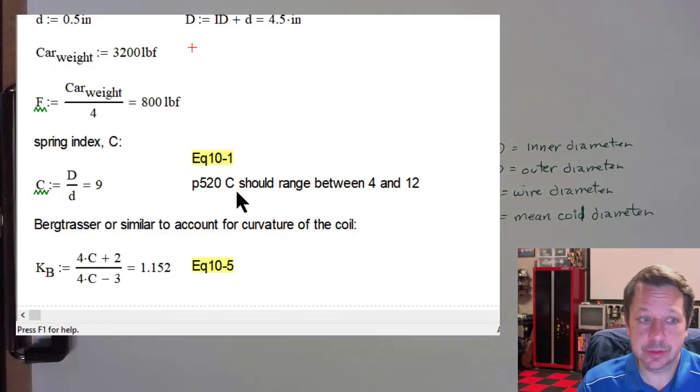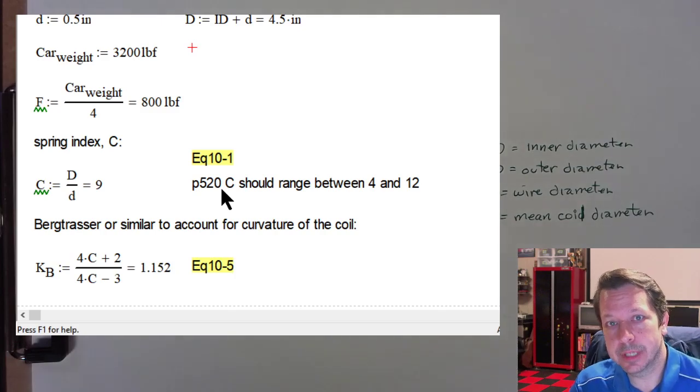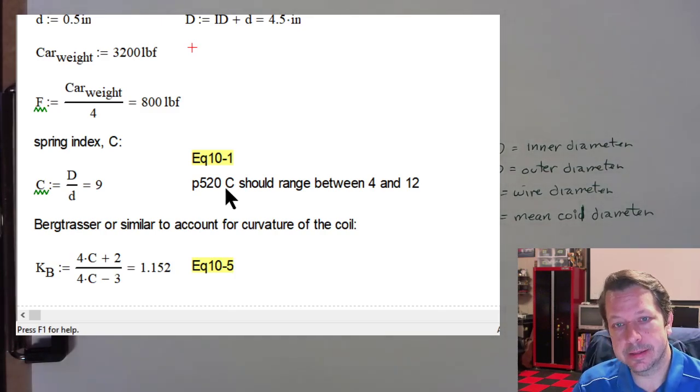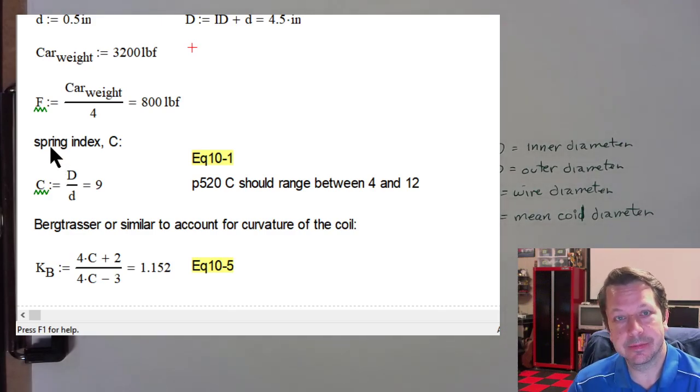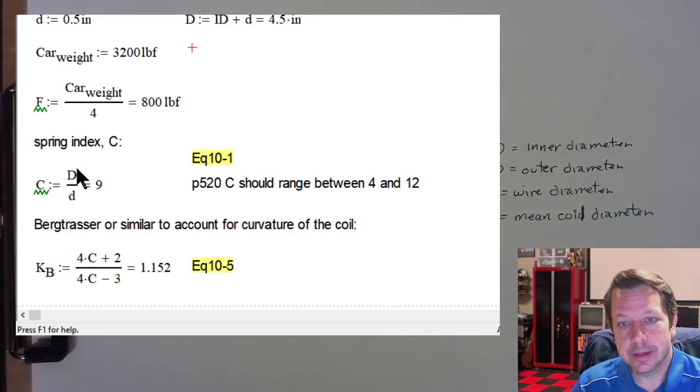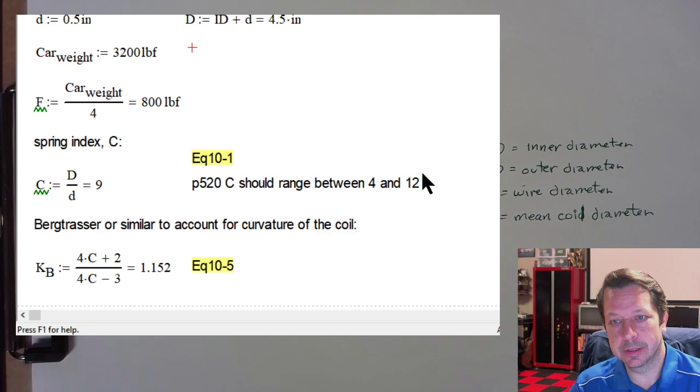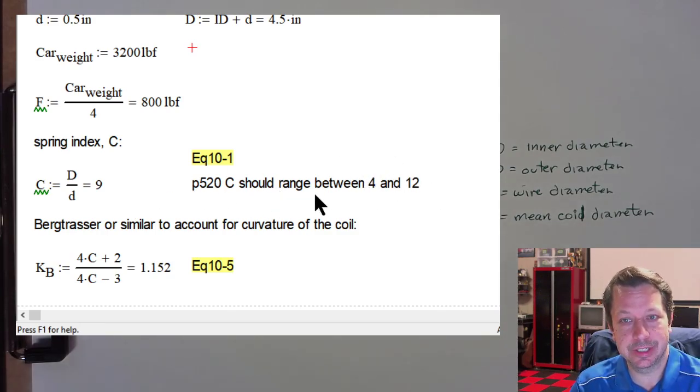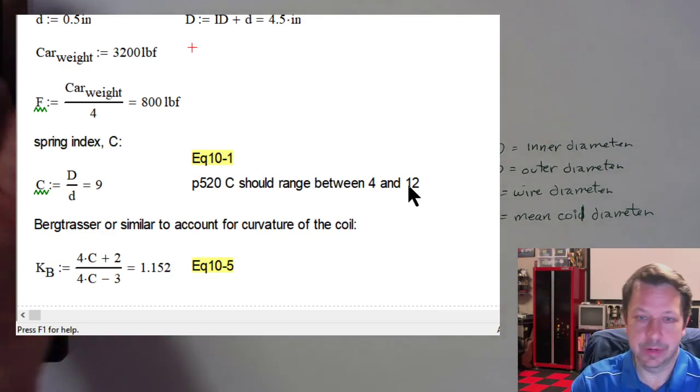And there are some guidelines. Page 520 in chapter 10 has several guidelines. One of them says that for a decent ratio spring, your spring index should range between 4 and 12. Ours is right at 9. So we're right in the middle of a good range for spring index. So that's a kind of a check that tells you you're on the right track.